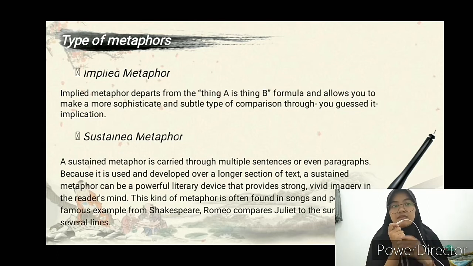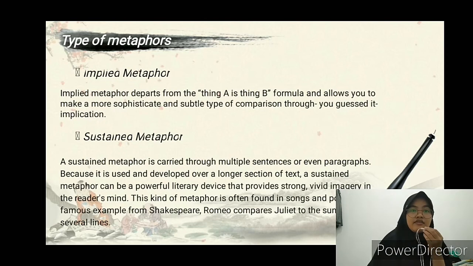A sustained metaphor can be a powerful literary device that provides strong, vivid imagery. This kind of metaphor is often found in famous songs and poetry, like Shakespeare, where Romeo compares Juliet to the sun over several lines, and there are so many more.